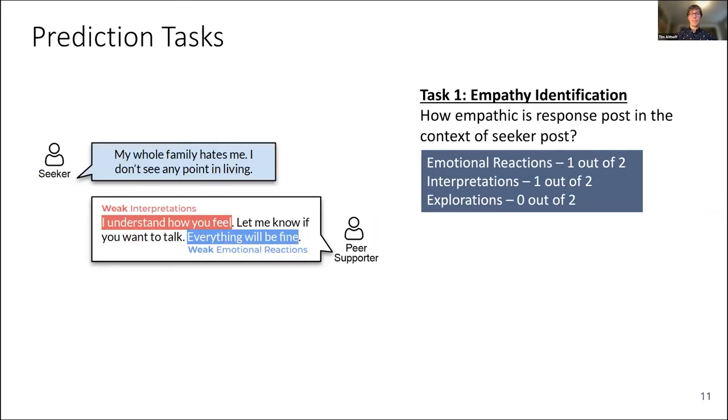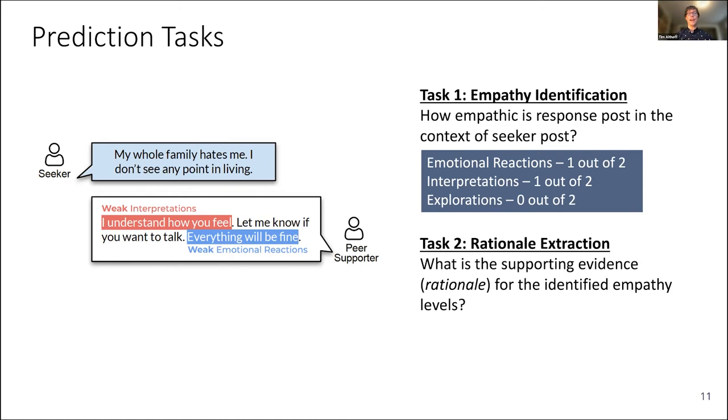Now we can formulate these as two different computational prediction tasks. The first one is, given what we call a seeker post, where somebody shares what they're struggling with, and a response, classifying this into weak interpretations, weak emotional reactions, and so on. That would be three separate three-class classification tasks. And then we also want to do rationale extraction, which is coming up with a segmentation that finds these highlighted areas here. We want to find the supporting evidence or the rationale, which will help us later in generating different training data, as well as help with providing explanations.